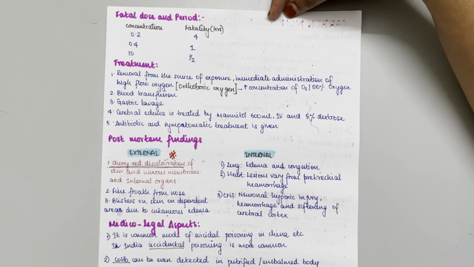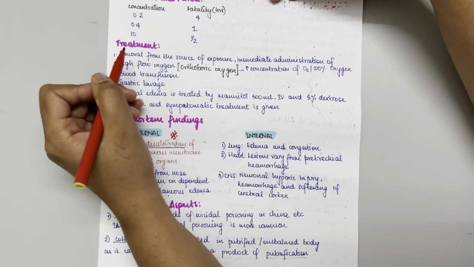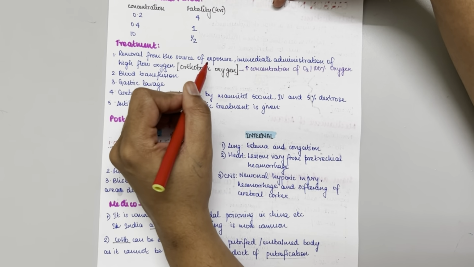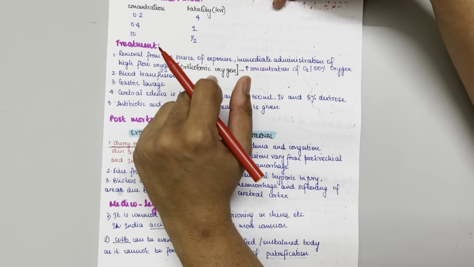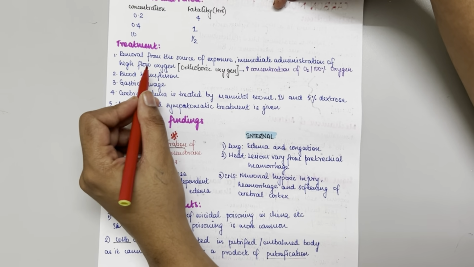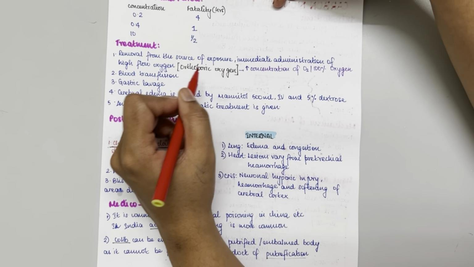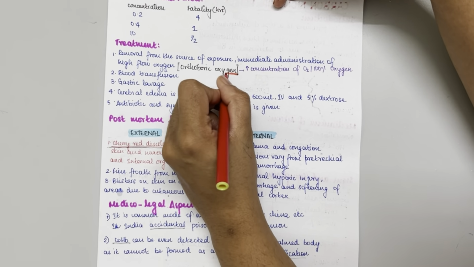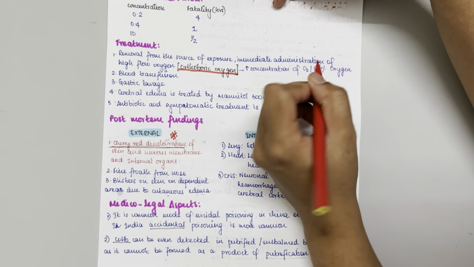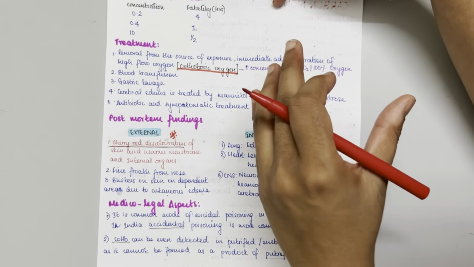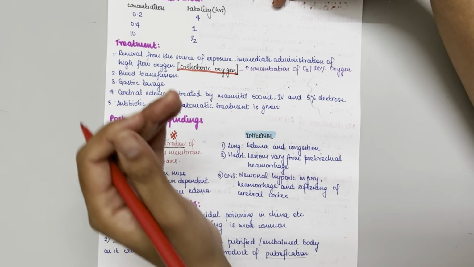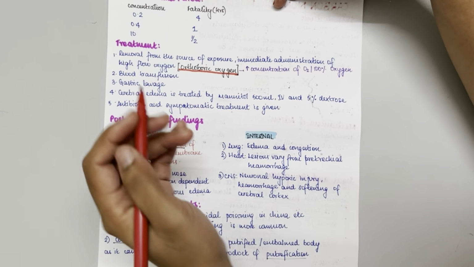Next, let us see about the treatment. The first thing you should do is removal from the source of exposure. Remove the person from the source of exposure and immediately administer high flow oxygen, that is orthobaric oxygen. What we mean by orthobaric oxygen is a high concentration of oxygen, like 100% oxygen. The concentration of oxygen is to the fullest. The gas only contains oxygen.